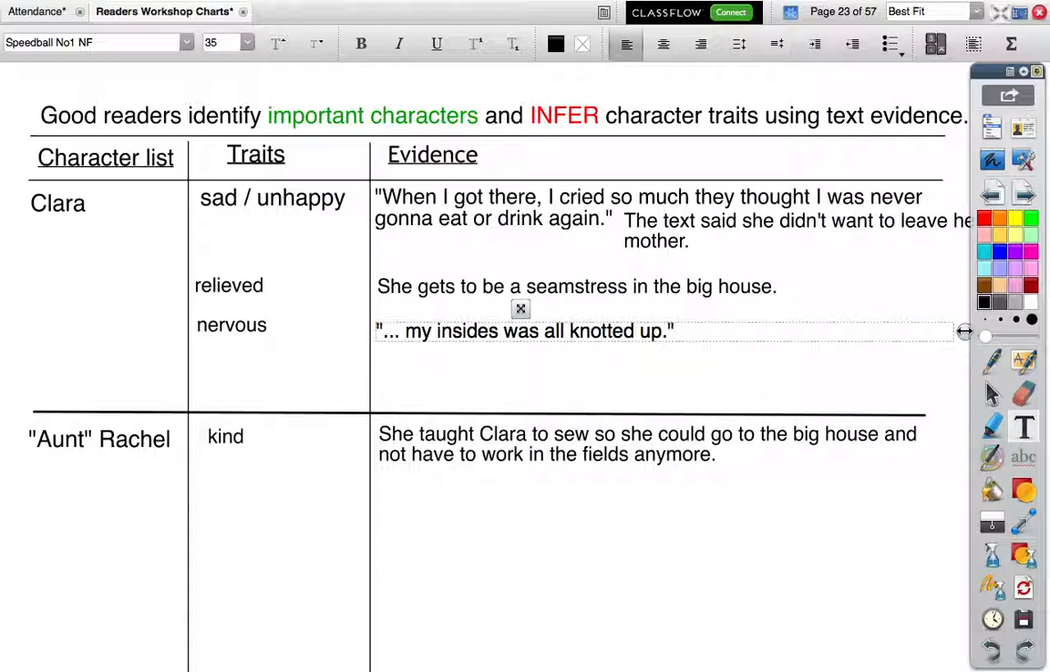Now remember, she is an uneducated slave, so her speech and her grammar is not quite correct, right? If we said it correctly, it would say my insides were all knotted up. But because she hasn't had any schooling, she kind of speaks in the dialect. And so she says, my insides was all knotted up. Okay? Aunt Rachel, what's another trait of Aunt Rachel?